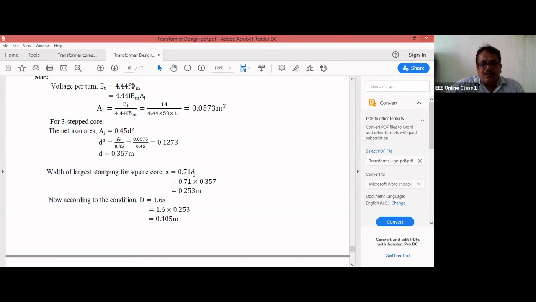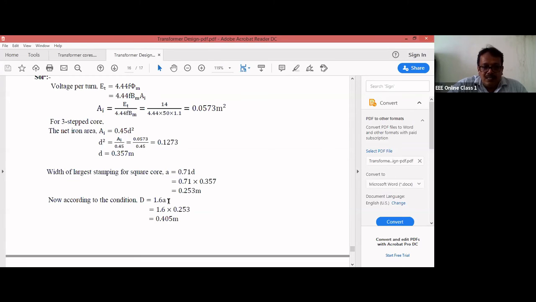Width of largest stamping of square core, A is equal to 0.71 D. This I have done in the analysis, and I have to remember it. So 0.71 into 0.357 gives 0.253, the width of largest stamping. And in the problem, according to the condition, the distance between the centers of the adjacent two limbs is equal to what?